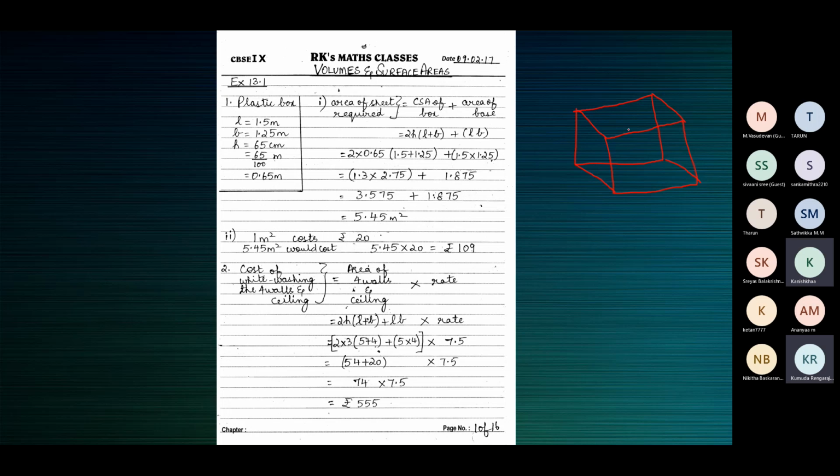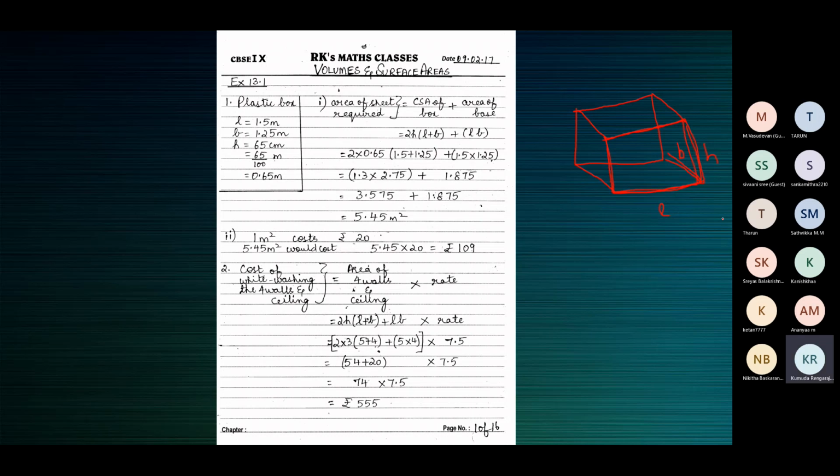Okay, this is the front face. Let me just show you the front face. This is L. This is B. This one is H. Sorry, ma'am. L into H.